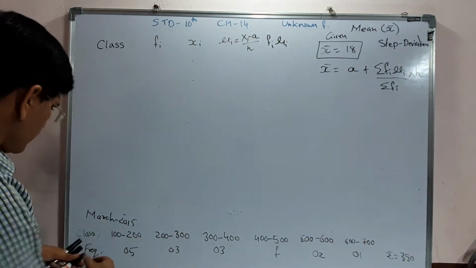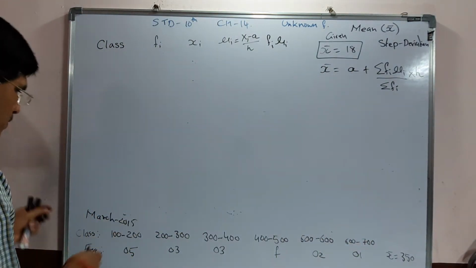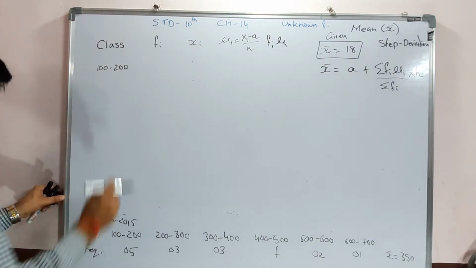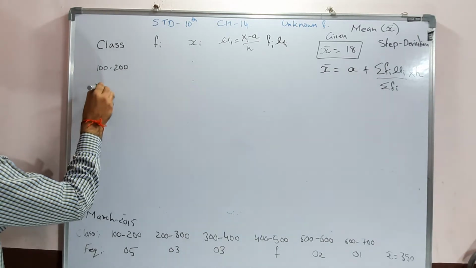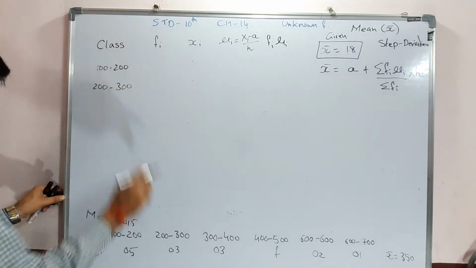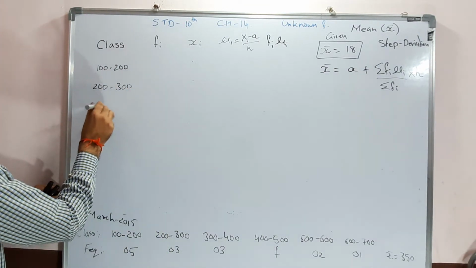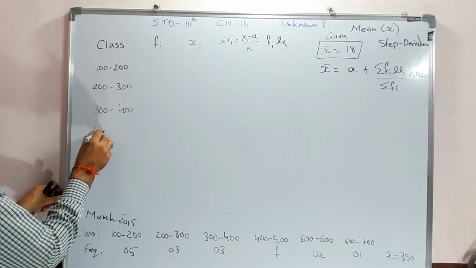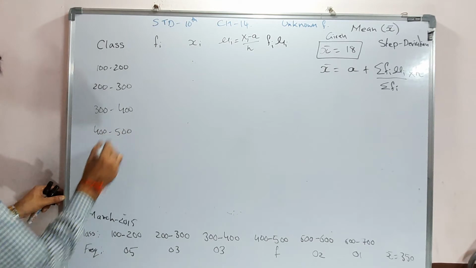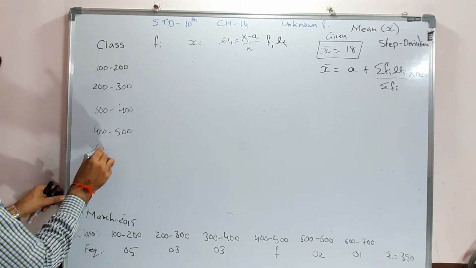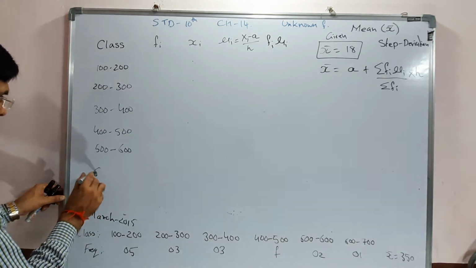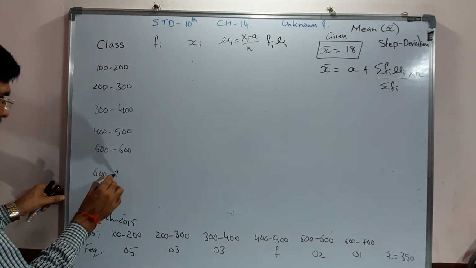So here one sum is there. The classes are given: 100 to 200, 200 to 300, 300 to 400, 400 to 500, 500 to 600, and 600 to 700.